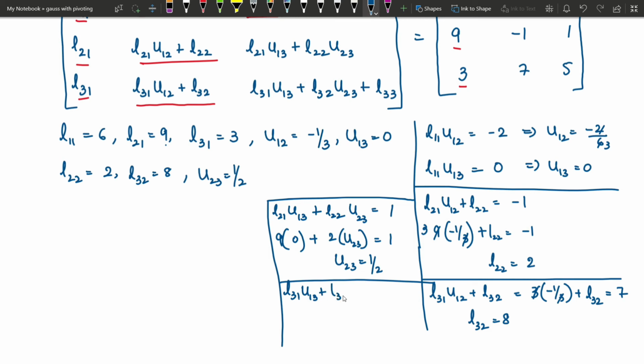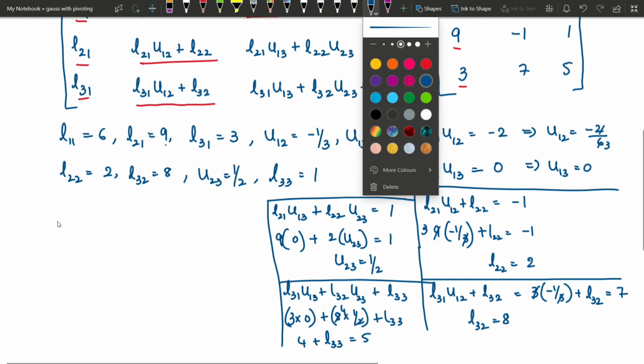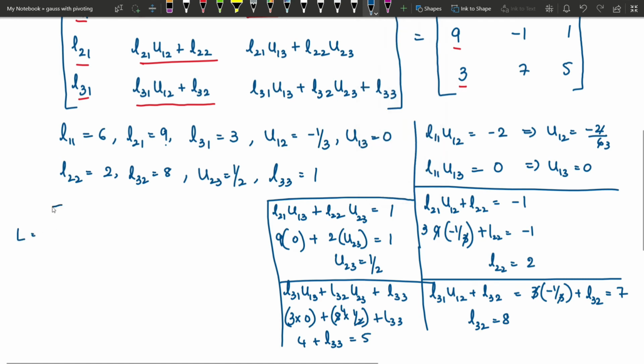Now we have only one more thing left out. Let's find that as well. L31 into U13 plus L32 into U23 plus L33. What is L31? 3, into U13 which is 0, plus L32 which is 8, into U23 which is 1 by 2, plus L33. So this is 0, this is 4. So 4 plus L33 is equal to 5. Therefore, L33 is equal to 5 minus 4, which is 1. So we have all the values required.